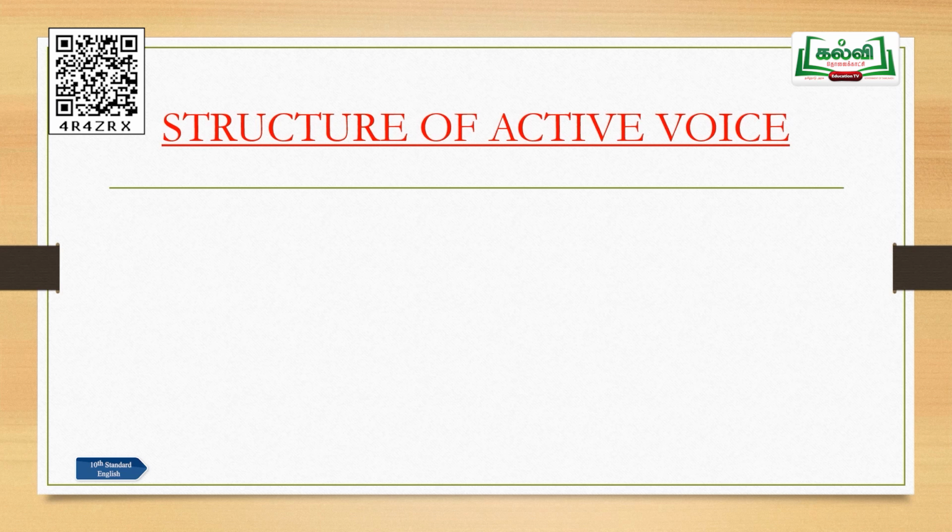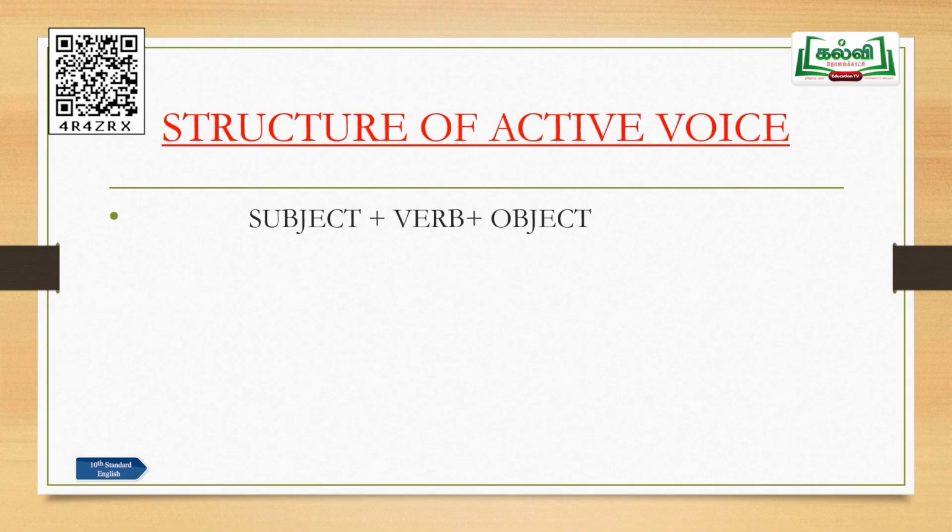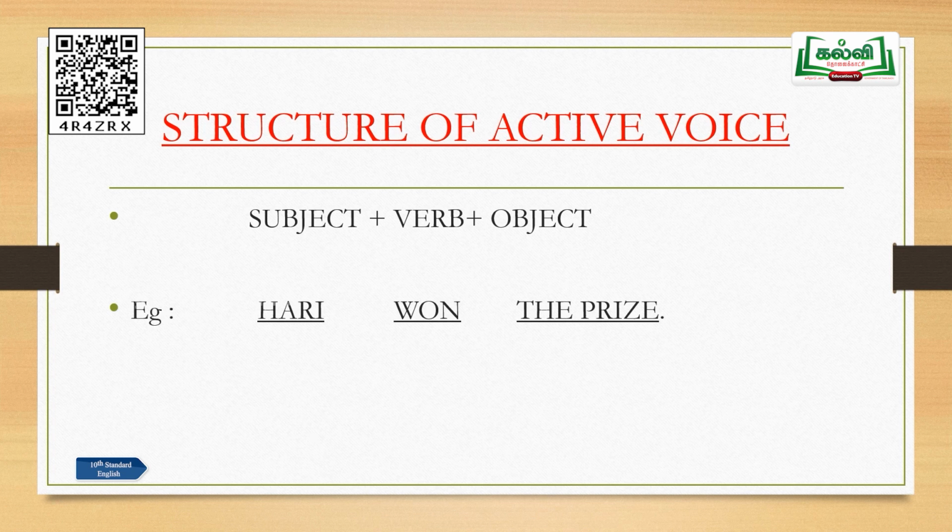We first begin with the structure of active voice. We'll just have a quick recap. Subject plus verb plus object. When you learn sentence patterns, your teachers would have taught you about SVO, subject, verb and object. Usually in the active voice, the sentence is in this pattern: subject, verb and object. For example, Hari won the prize. Hari is the subject, won is the verb and the object is the prize. We will analyze one more sentence in the active voice. Sona sang a song. Sona is the subject, sang is the verb and a song is the object.